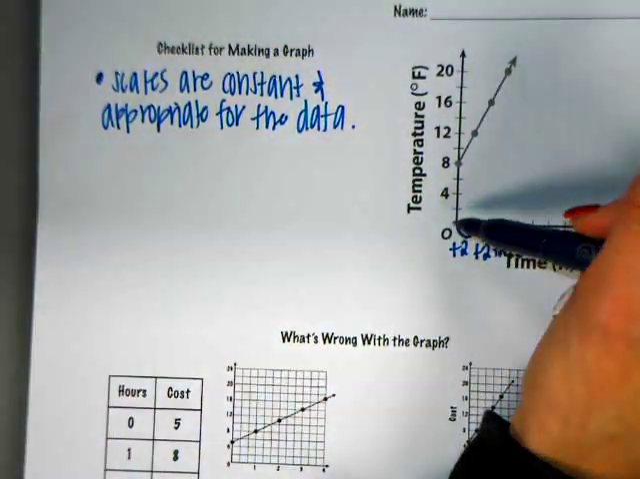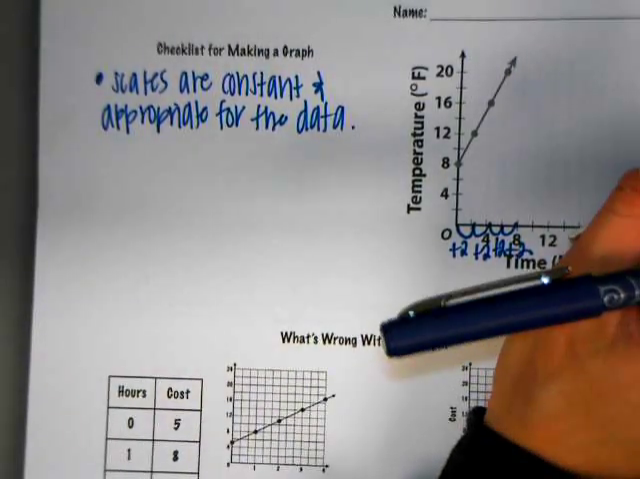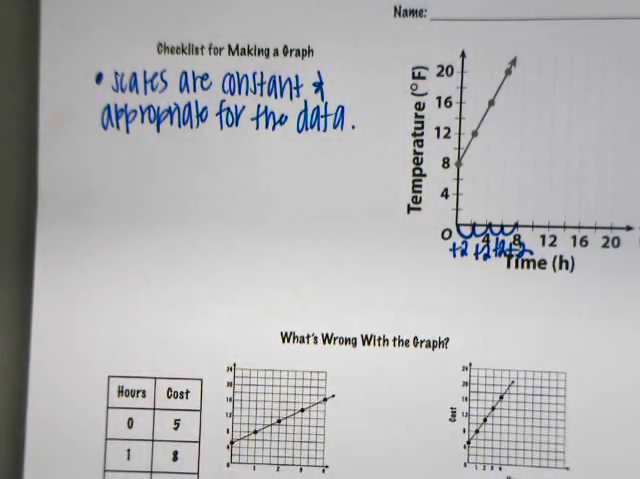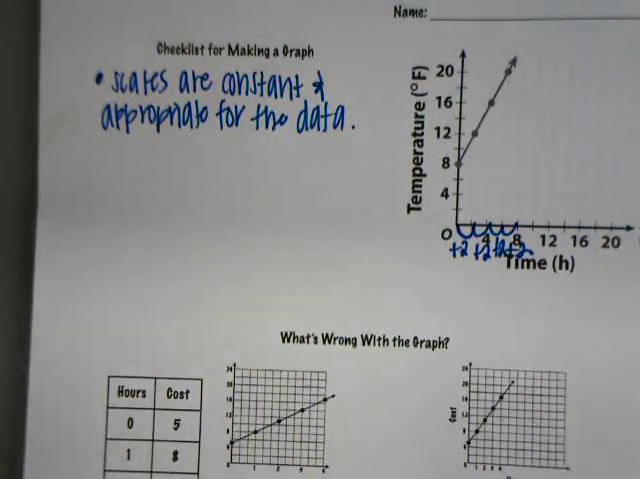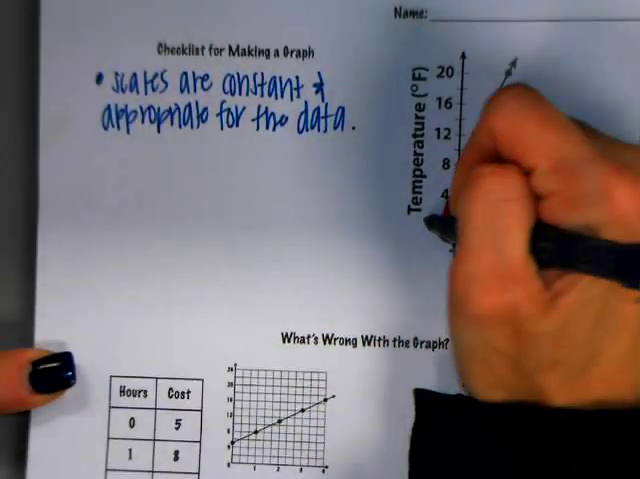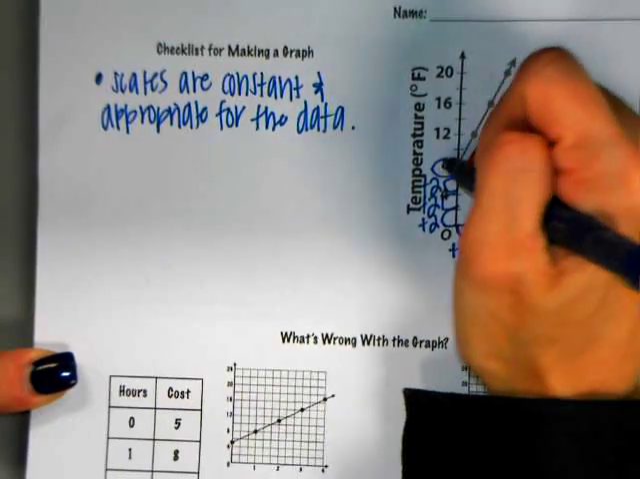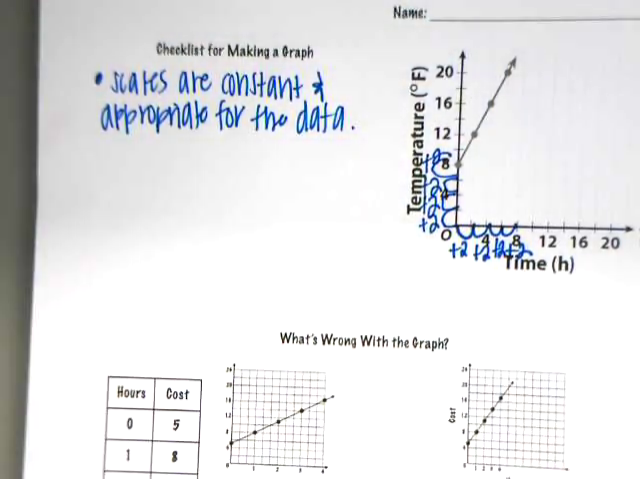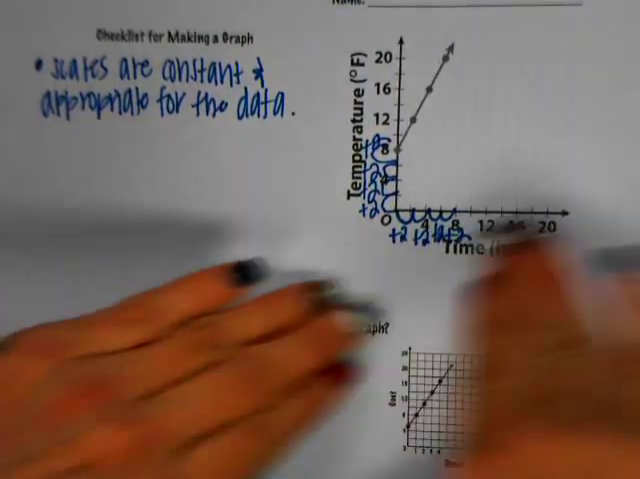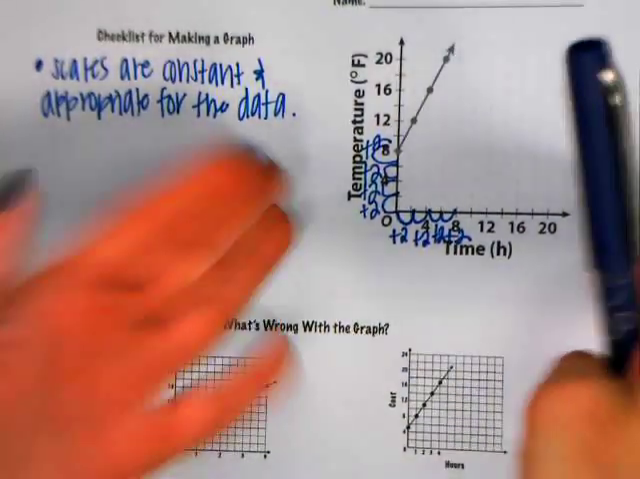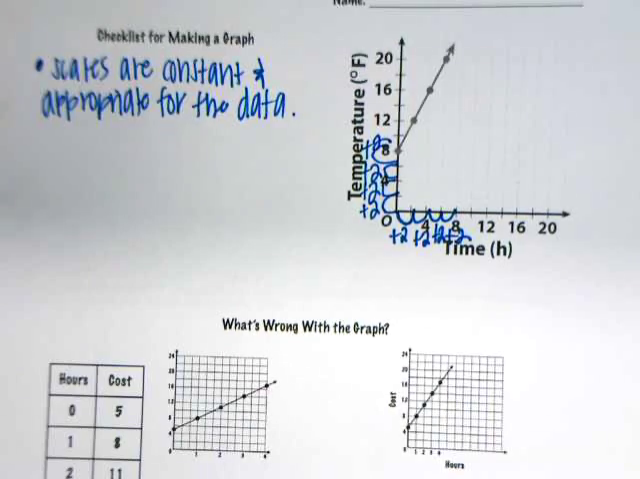The y-axis doesn't have to be going by the same amount that the x-axis is going by. They just have to be constant within their own, okay? But this one also happens to be going plus 2, but it doesn't have to be. It just has to be constant. Okay? And then appropriate for the data, meaning like you're using a good space of your graph. You're not using negatives for time, stuff like that.